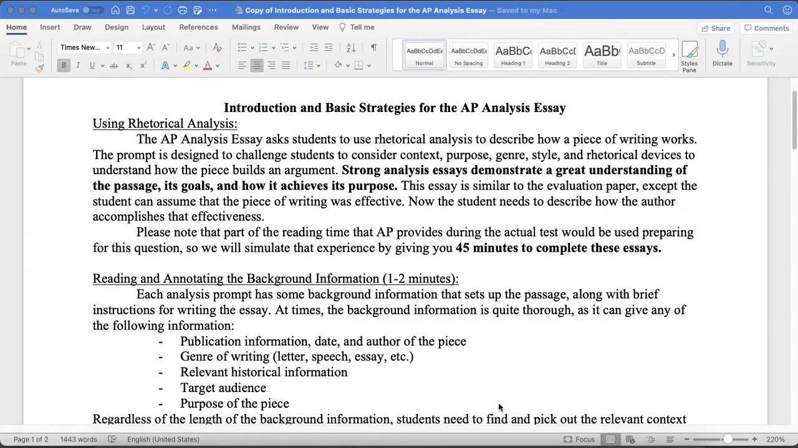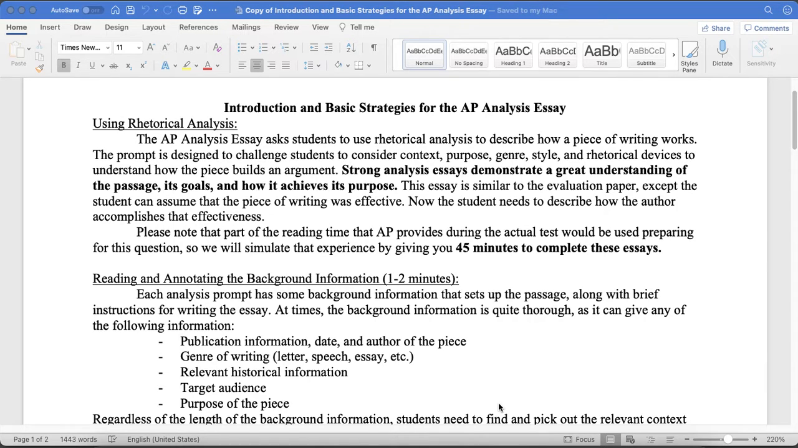Those passages could be speeches, letters, editorials, essays, or any other kind of written documentation that attempts to persuade or inform a reader. And your analysis essay is going to have to think about all of the appeals to kairos, the rhetorical situation, when it builds its analysis. So you're going to have to think about the context, the purpose, the genre or type of writing, the style, and rhetorical devices.